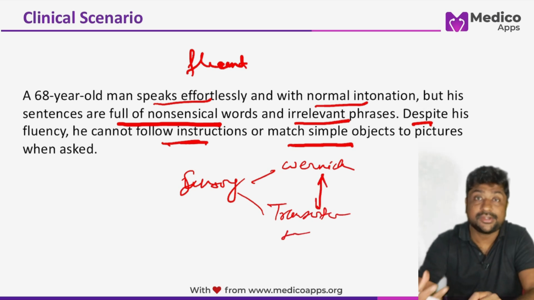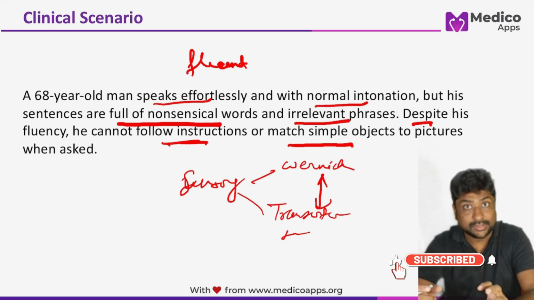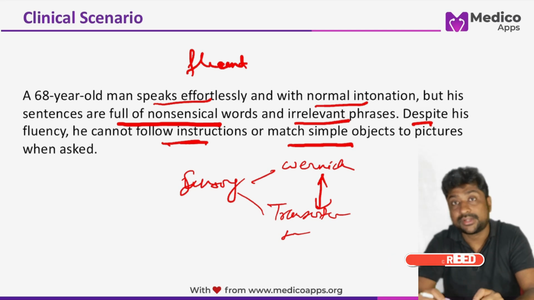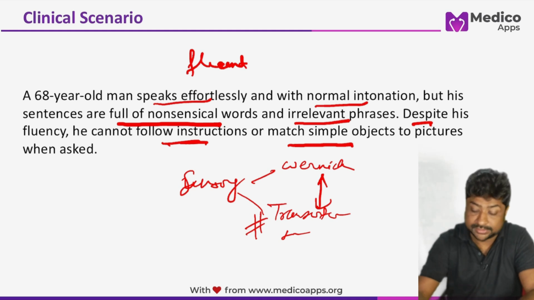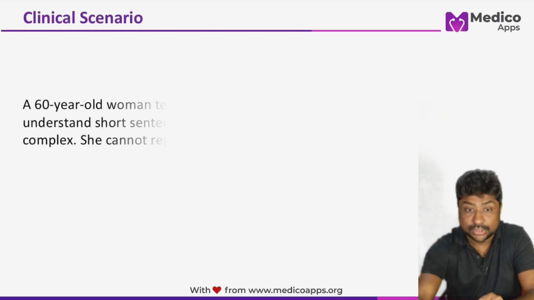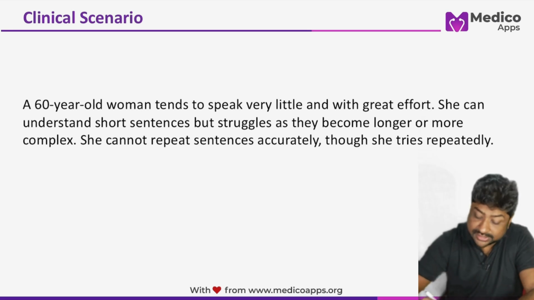Now, how do you differentiate? The ability to repeat. They have not mentioned anything about the ability to repeat. If the person was able to repeat normally, even though he is not understanding, then the diagnosis will be transcortical sensory aphasia. If the person is not able to repeat, then it will be Wernicke's. Let's look at another example. I'm giving you all these examples so that you become very, very comfortable with different clinical scenarios.